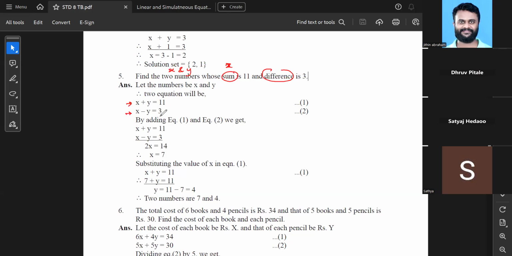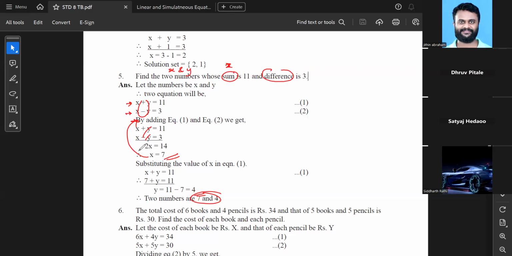And rest you know. Since you have two equations, now you simply add them. Y gets cancelled, you'll get the value of x. You substitute x's value anywhere, you'll get the value of y. And that's how you understood the two numbers are 7 and 4. Do you understand this? Yes, sir.